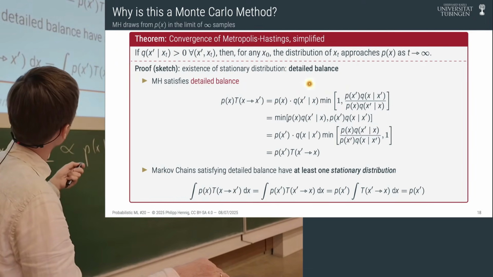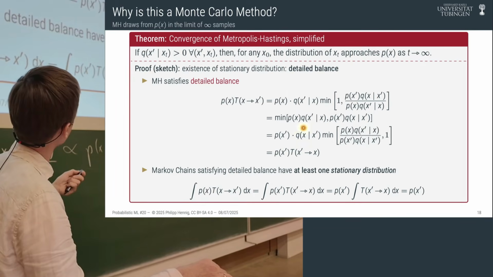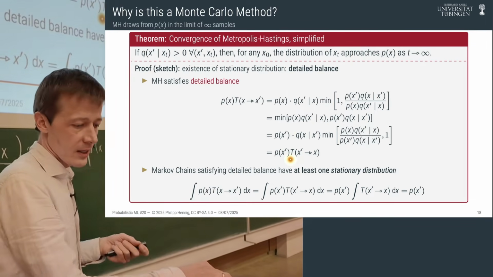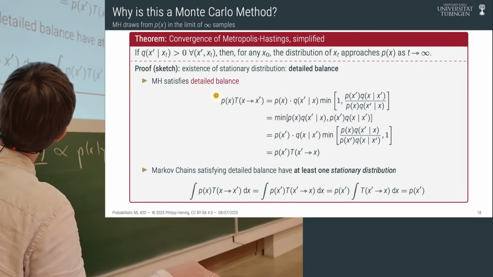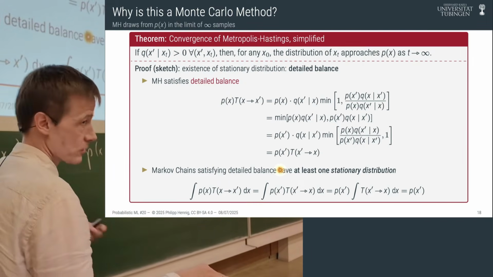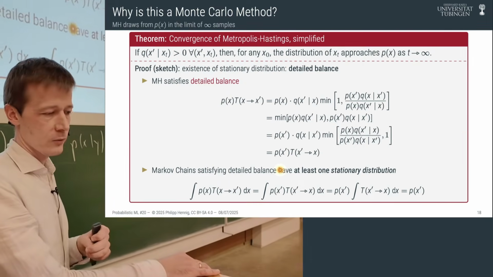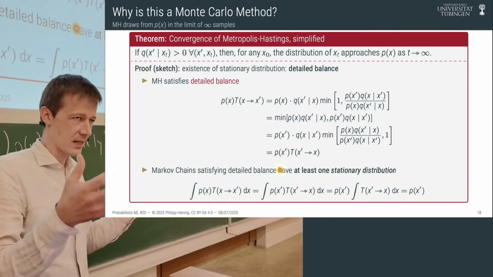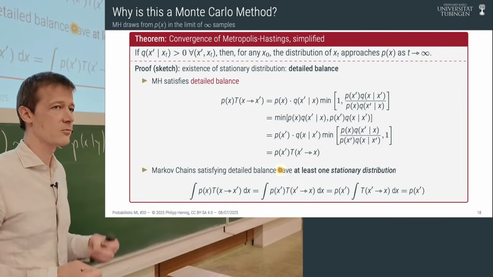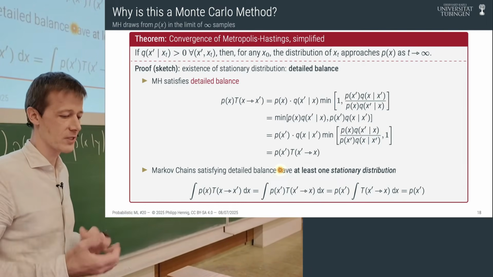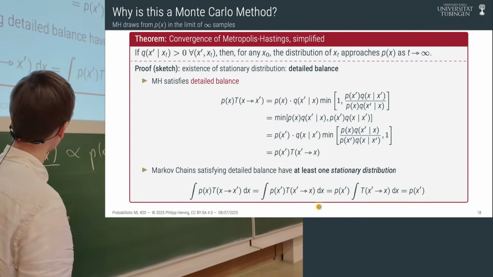So it's just algebra. You just move things around and you see that they are the same thing. And now, if this property holds, which is called detailed balance, then one can show that a Markov chain that has this property has at least one stationary distribution, where stationary distribution means this thing down here.